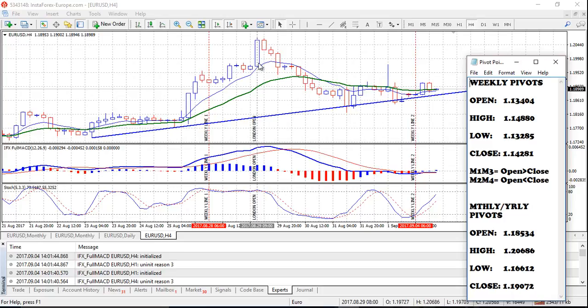I want to take my weekly pivots. You have seen the weekly pivot lines already. So then I'm taking the first candle for the opening session of this week's trading, starting from this morning. So this is the candle here.